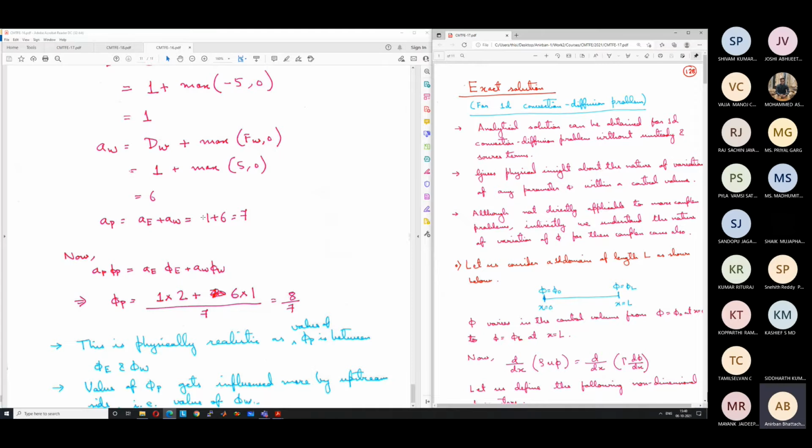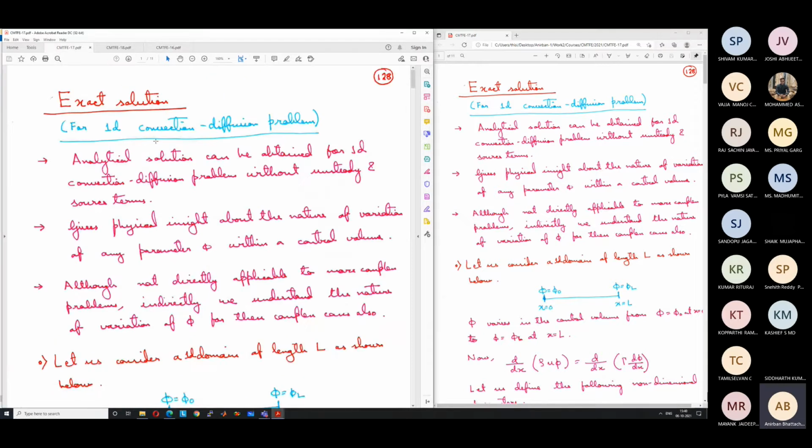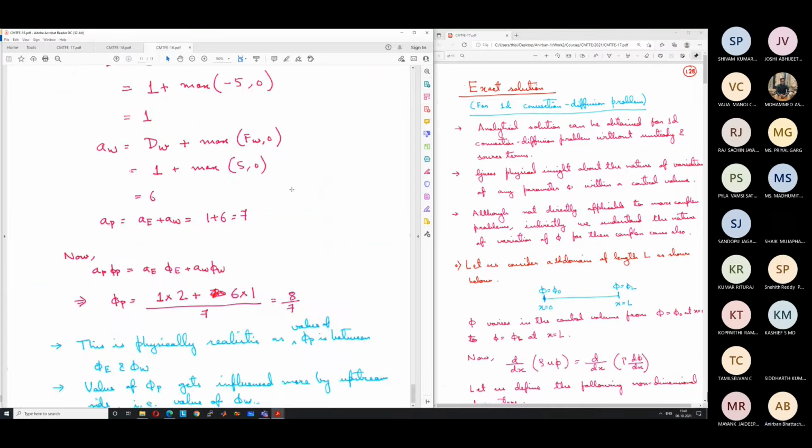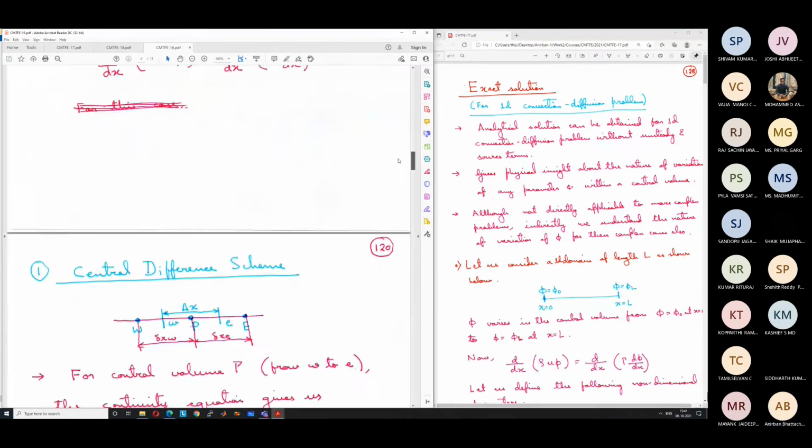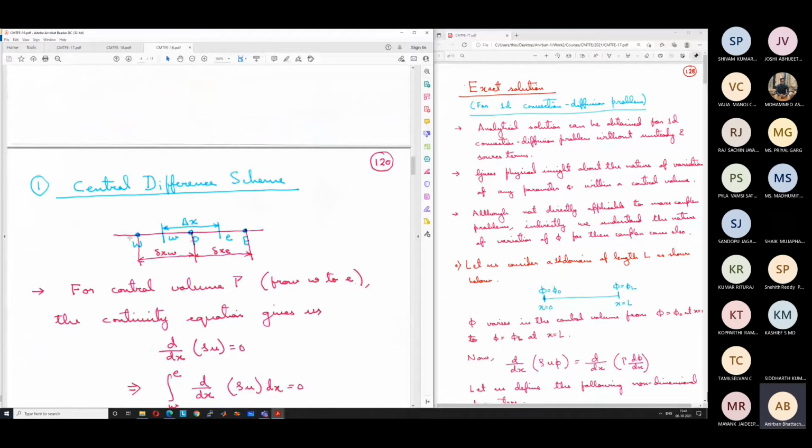So before proceeding further, what we would like to know is, if there is a grid structure like this, so this is the grid structure, I hope you can see.